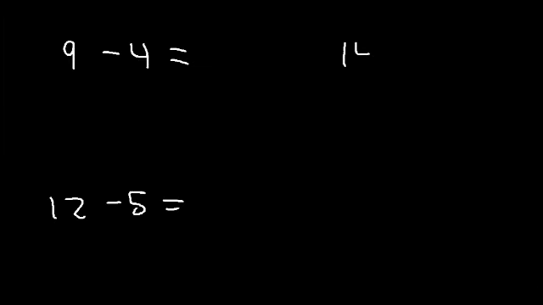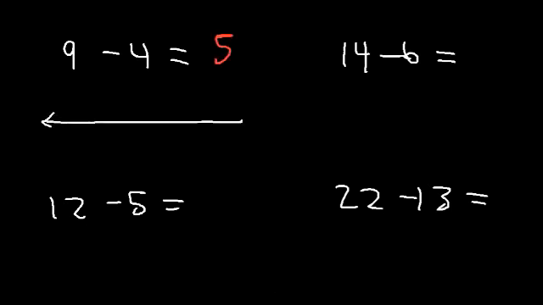Try these. Let's say you have 9 minus 4, and 12 minus 5, and 14 minus 6, and one more that's similar to this type of problem, 22 minus 13. In these 4 problems, notice that the positive number is larger than the negative number. When that happens, usually your result is going to be positive. So 9 minus 4 is equal to positive 5. Using a number line, if you start at 9 and go 4 units to the left, since you're subtracting 4, this is going to be 8, 7, 6, 5.